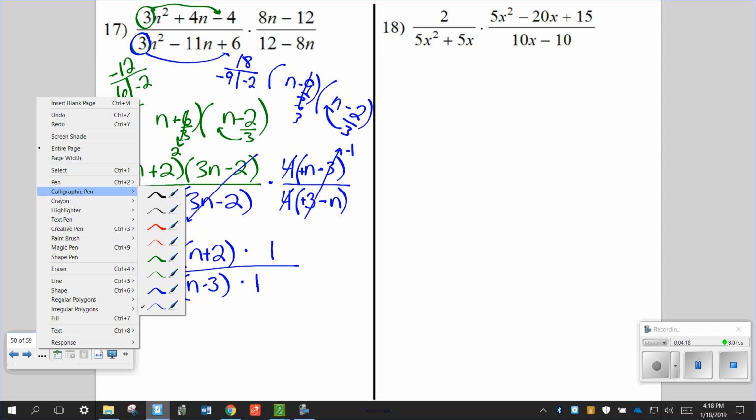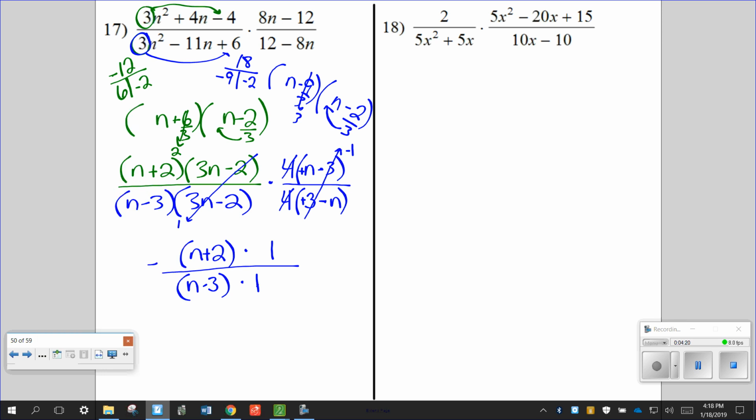Okay, so now, just rewrite our answer in the simplest way we can. Negative n plus 2 over n minus 3.